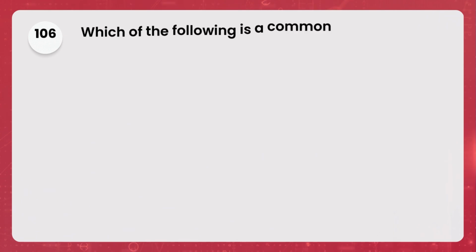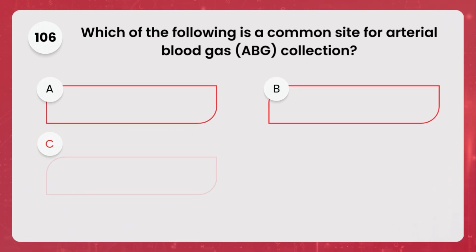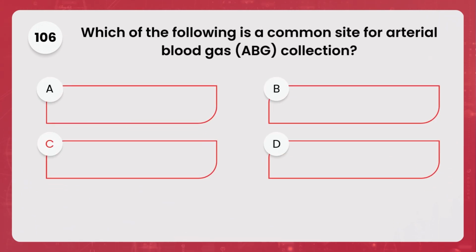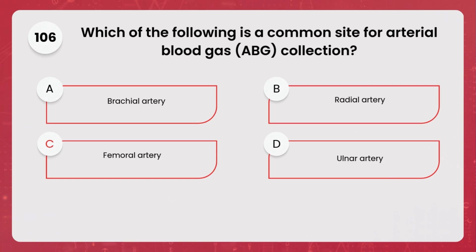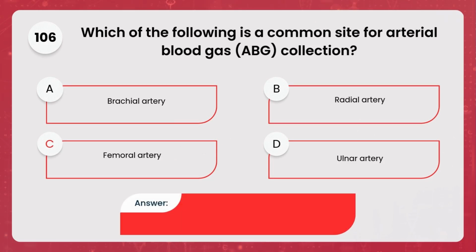Number 106. Which of the following is a common site for arterial blood gas, ABG? A. Brachial artery, B. Radial artery, C. Femoral artery, or D. Ulnar artery? The answer is B. Radial artery.